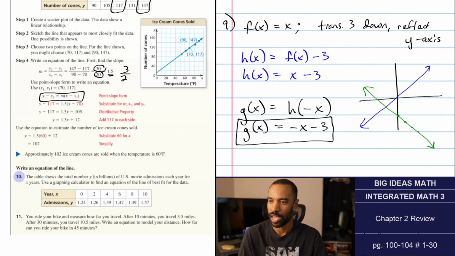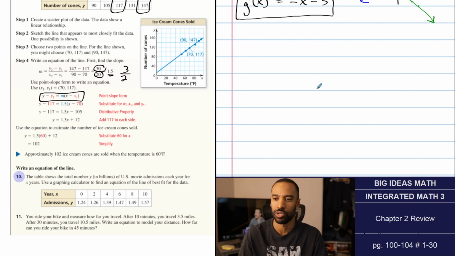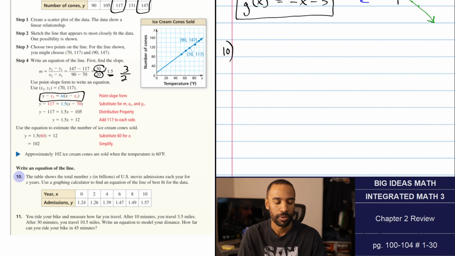It looks like number 10 might be similar to what we just did. So you might need a graphing calculator. Well, I don't know if we're doing, oh, yes, it says use a graphing calculator. So get your graphing calculators out. If not, follow along with me. The table shows the total number, Y, in billions of U.S. movie admissions each year for X years. I like the information. Use a graphing calculator to find an equation of the line of best fit for the data. Notice they do say line of best fit, and we are going to use a graphing calculator.